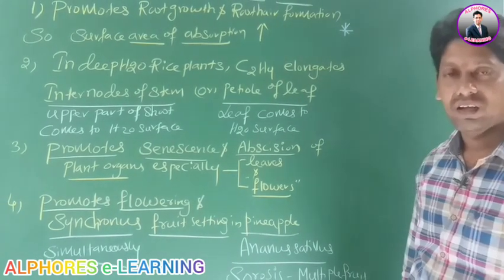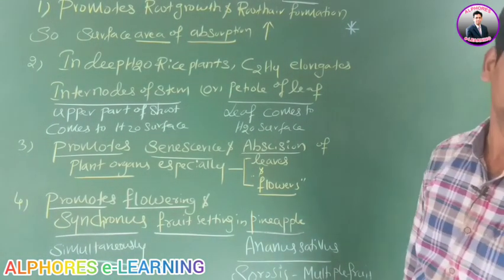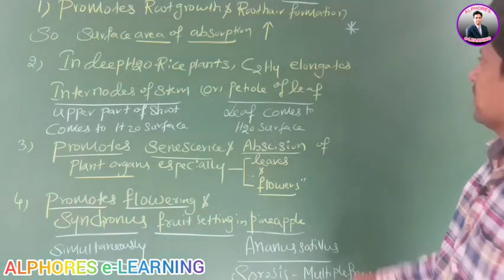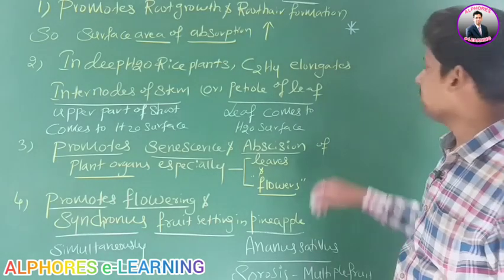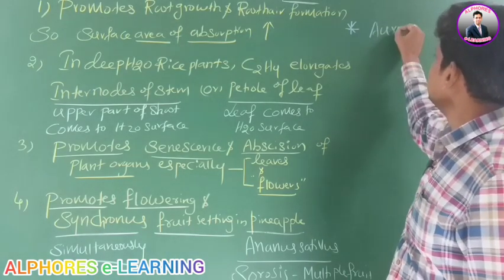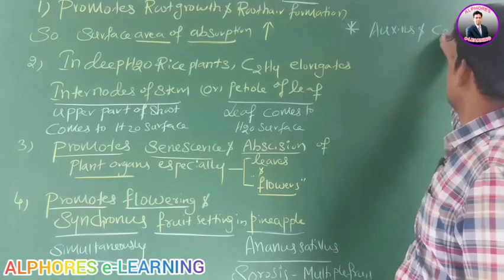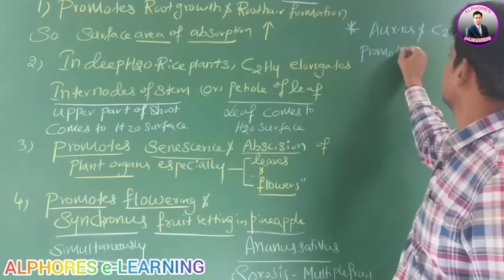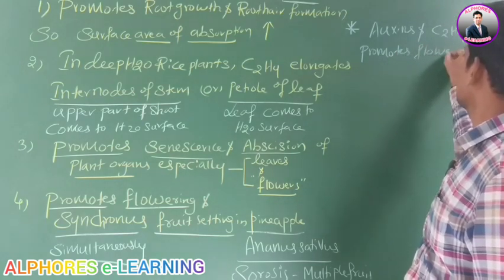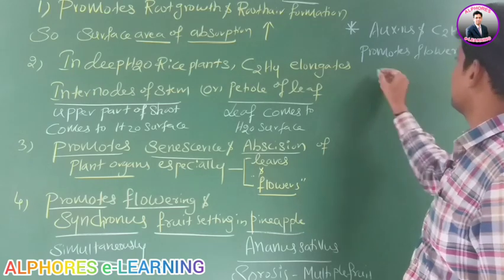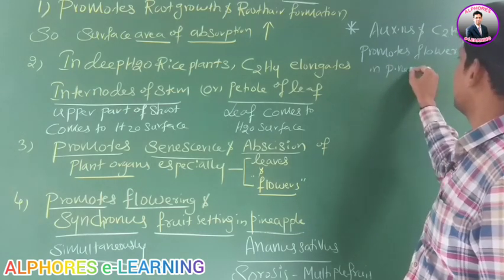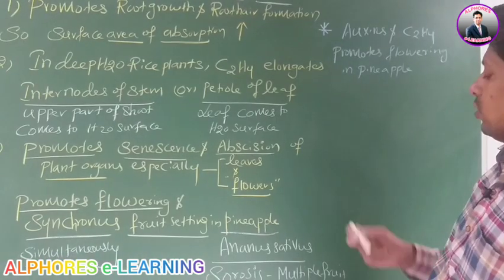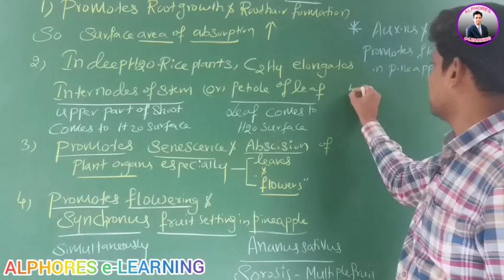In pineapple, flowering is initiated by number 1, auxins, and number 2, ethylene. Therefore, auxins and ethylene promote flowering. Promote flowering in which plant? Pineapple plant. Now go for the next physiological effect of ethylene.